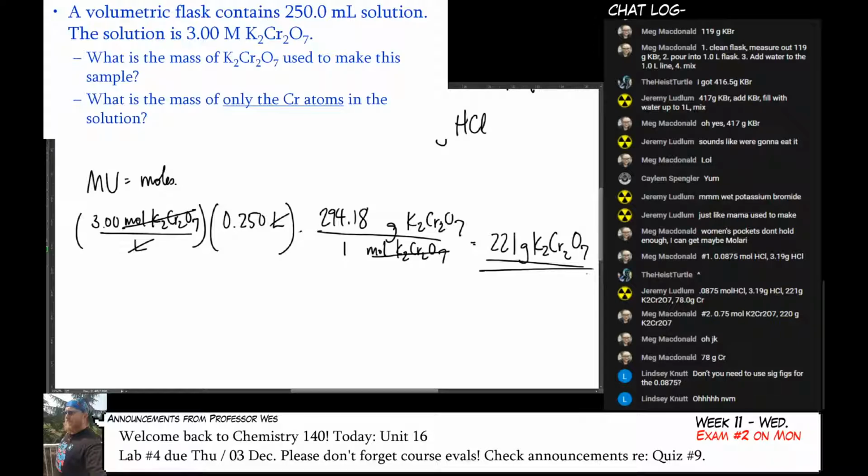Okay. Then for the last question here, it's asking, what is the mass of only the chromium atoms in the sample? Now, this would be possible to go from here. I could go grams to moles, and then moles of chromium, and then grams of chromium, right? We could do that. But it turns out that this result right here, moles of K2Cr2O7, is actually, we'll put this in green here. That's just this right here, isn't it?